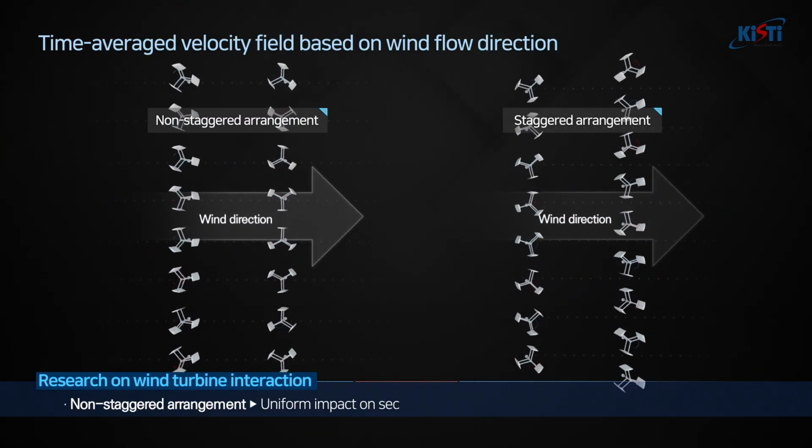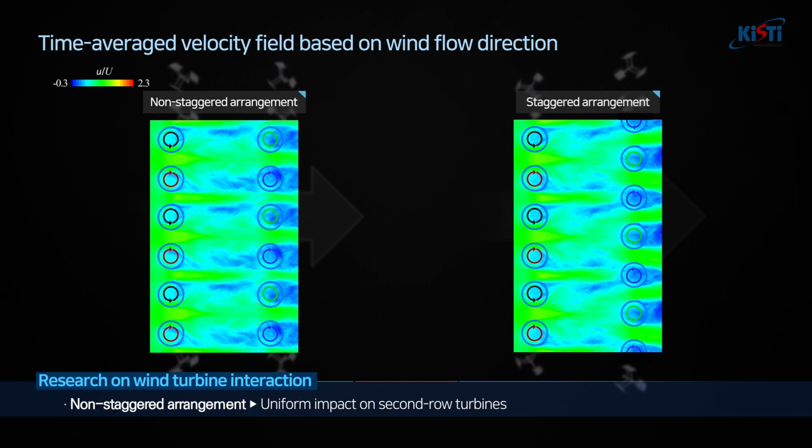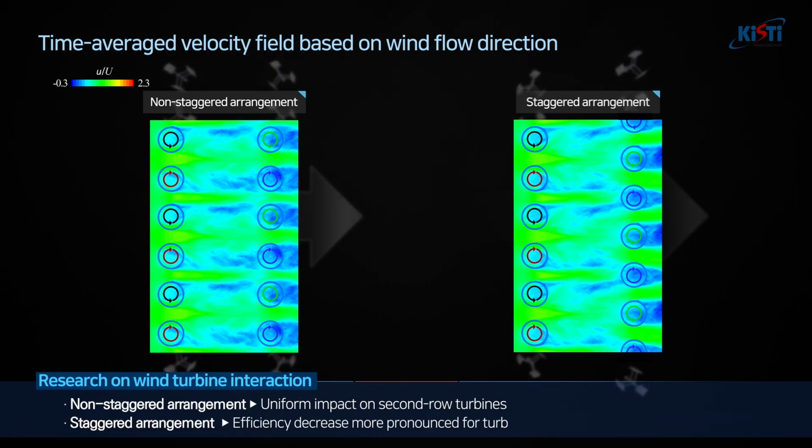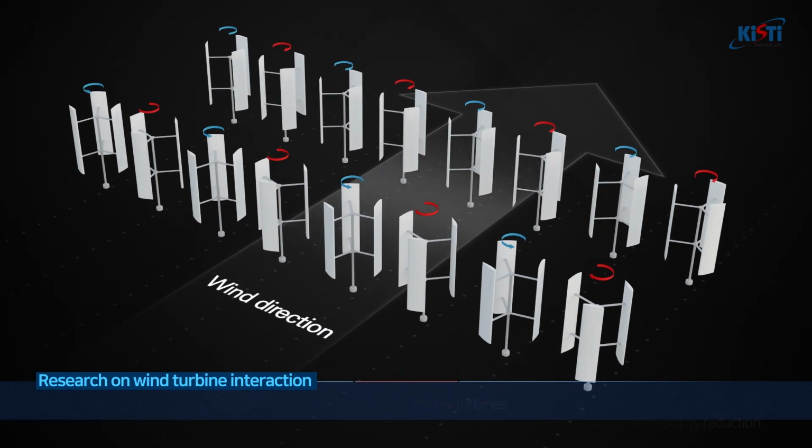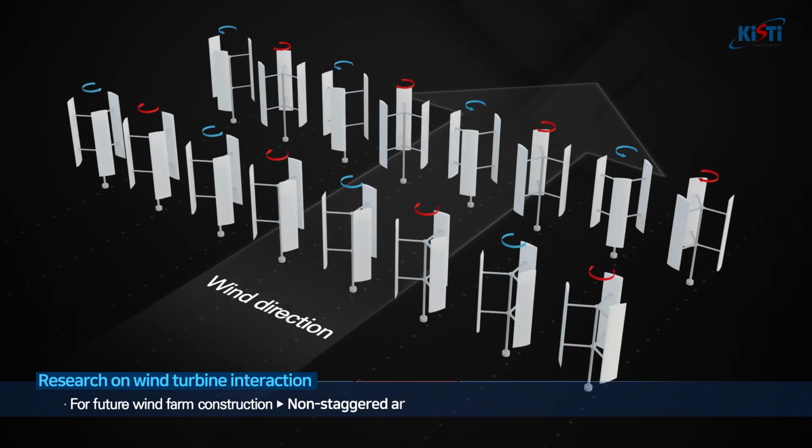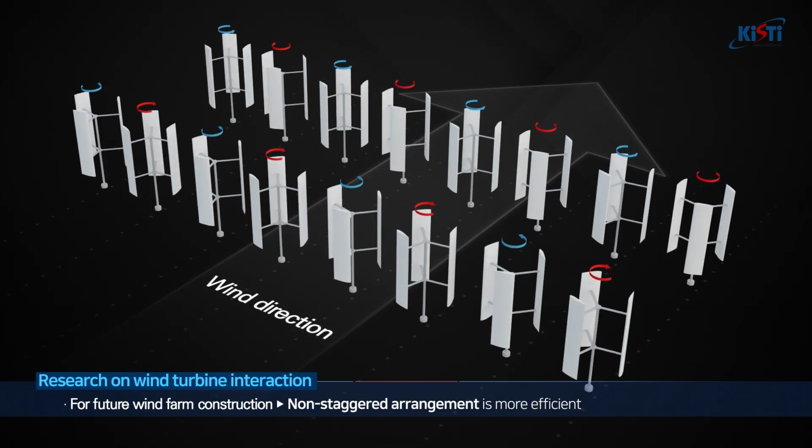While the impact on the second row turbines is uniform in the non-staggered arrangement, the efficiency drop is more significant for the turbines positioned in the regions of severe velocity reduction in the staggered arrangement. This led to the conclusion that the non-staggered arrangement is more efficient for a wind farm.